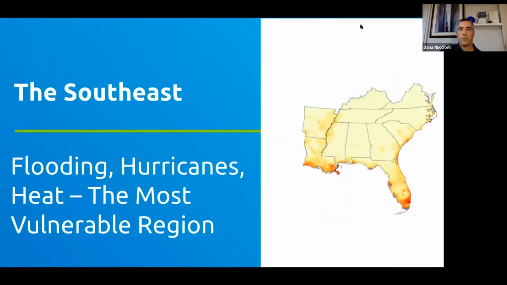Now we're going to go quickly region by region, starting with the Southeast, which is all these chunk of southern states. And so the main impacts in the Southeast are flooding and hurricanes and extreme heat. And it's actually the most vulnerable region to climate change impacts, which is why I'm going to start with it.